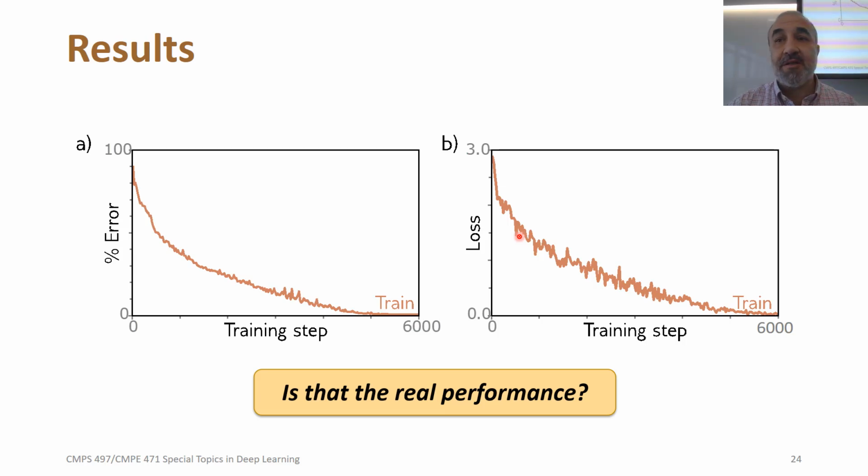Is that the real performance? Does that indicate the real performance of the model? Why not? Yes, we have to check it on unseen data, and that's what we will see in the next lecture, inshallah.